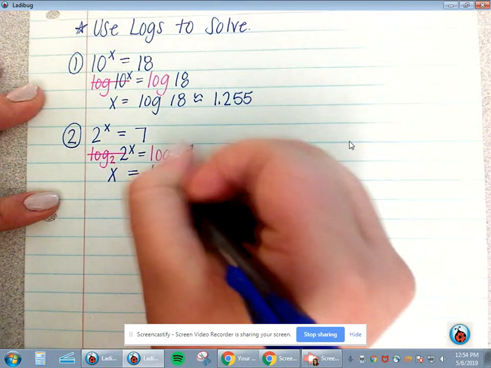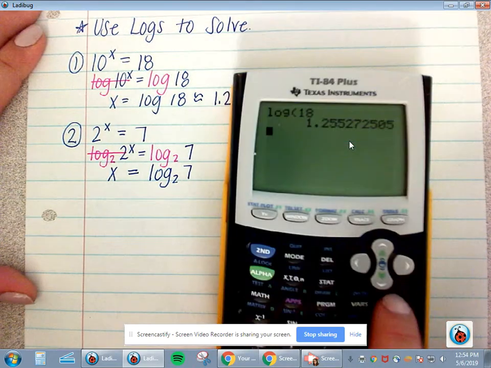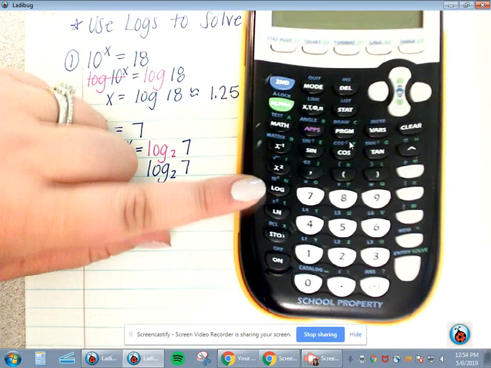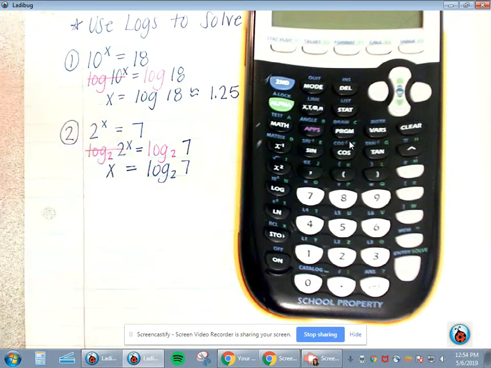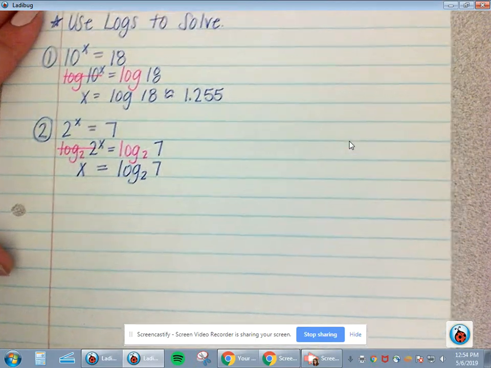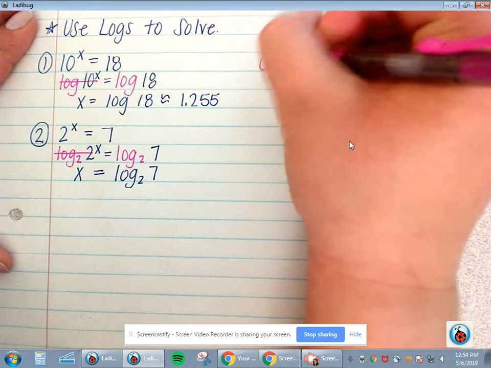On the right, I have log base 2 of 7, and here's where we maybe run into an issue, because on our calculator, as I just pointed out, there's log, common log, and there's natural log. There's no log base 2. So this is where we need a new formula, or maybe not new to you, but a formula called change of base.